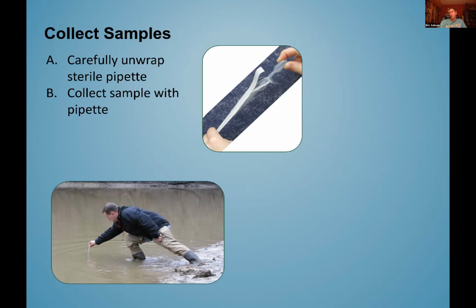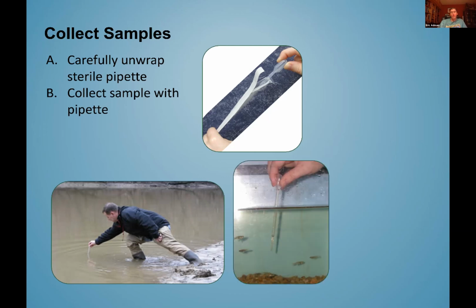If you're in a moving water body like a stream, you want to collect a sample either upstream from yourself, or if you're standing off to the side of the stream on the bank, then collect the sample where you're not disturbing the water. You also want to make sure that you're below the surface of the water, but you don't want to be touching the bottom. So that's pretty straightforward. You'll collect your sample and then you'll put it back into the media bottle and cap it.